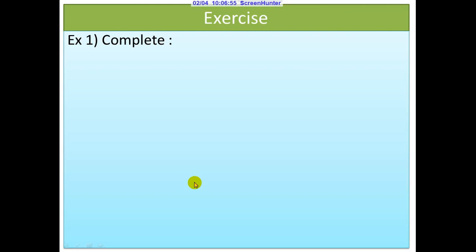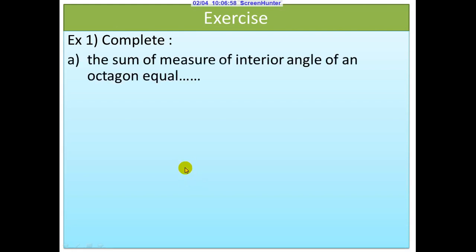Exercise number 1, complete. Letter A, the sum of measure of interior angle of an octagon equals what? Octagon, it means it has 8 sides. When he asked me to find the sum of measure of interior angle, I told you before, what about the suitable rule here? It will be (n - 2) times 180, and we replace n by 8 to find the answer. It will be (8 - 2) times 180 degree. It will be 1080 degree.